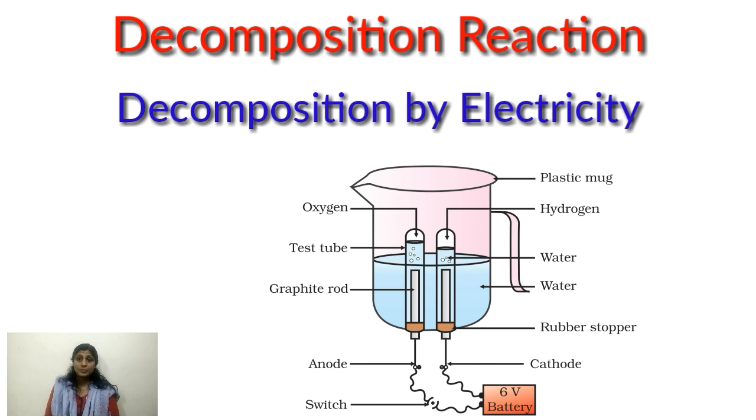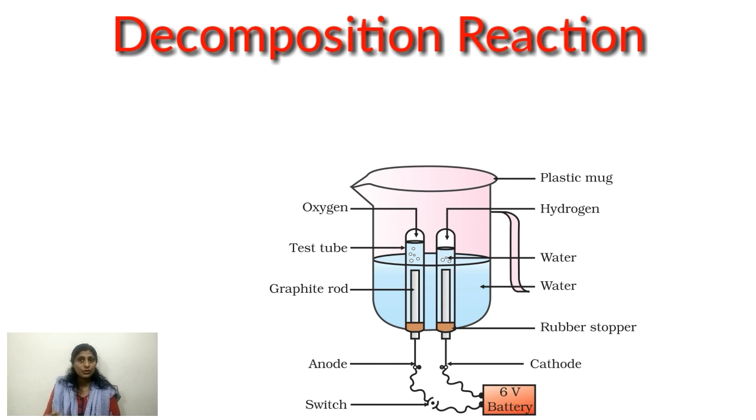For doing this experiment, you need a plastic mug with 2 holes at its base. Fix a rubber stopper in those holes. Insert carbon electrodes in the rubber stopper and connect it to a 6-volt battery. Fill the mug with acidified water to immerse the electrodes. Take 2 test tubes with water and invert them over the 2 electrodes. When the current passes, you can observe the formation of bubbles at both the electrodes. That is, oxygen and hydrogen gases are collecting in different test tubes.